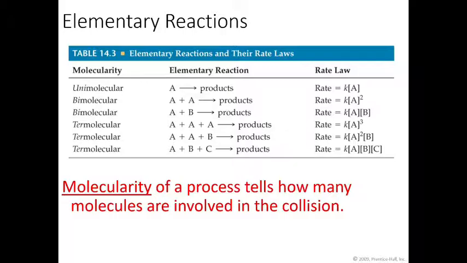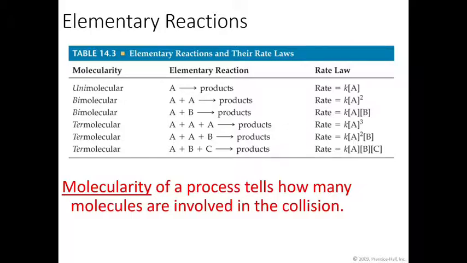Occasionally, it would be rare because it would be unusual, what if three particles suddenly collided with each other at the exact place and time? That could happen. It would be rare because three particles aren't likely to be at the same place at the same time. But that would be called termolecular. And all of these have their own version of individual elementary rate laws.